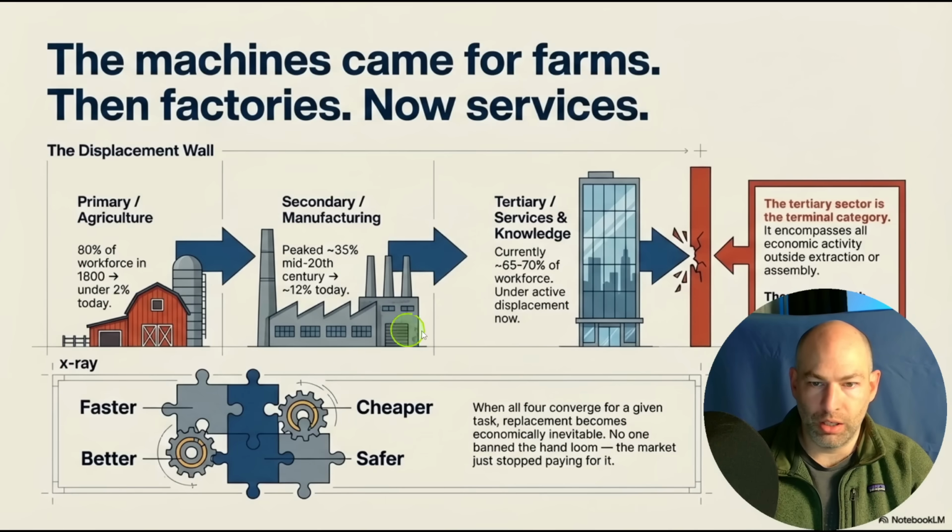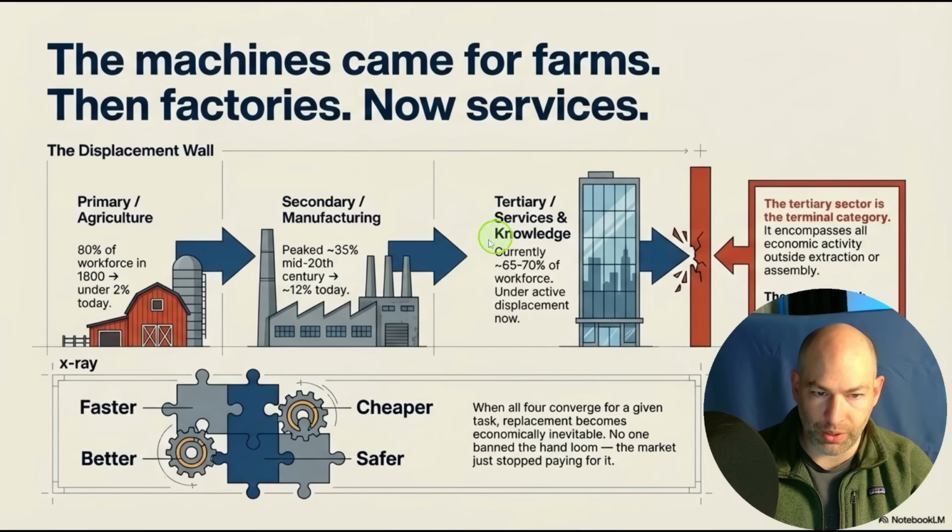There are three primary economic sectors. There's the primary or extraction sector, that has gone from 80+% of the workforce down to less than 2% today. Then the secondary or manufacturing economy peaked at about 35% in the mid-20th century, and it's now down to 12% today. The tertiary sector, or the services sector, now constitutes 65 to 70% of the economy.